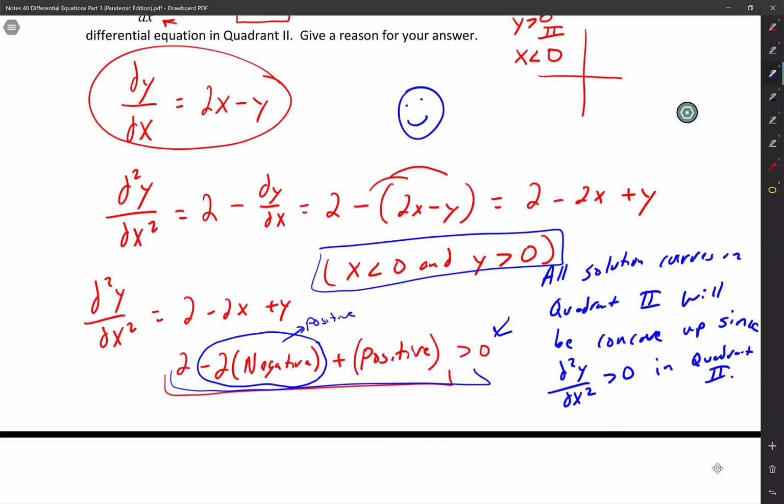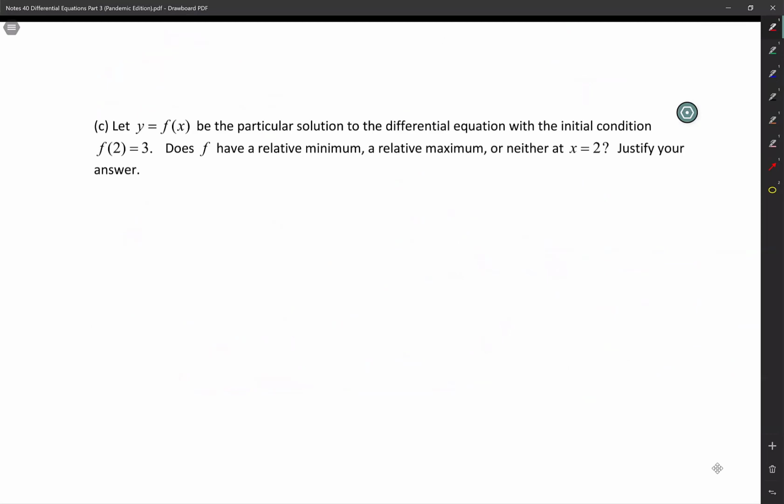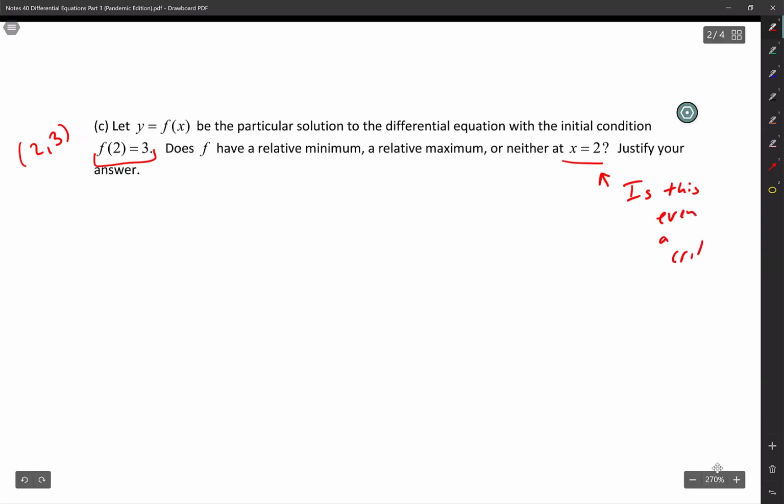Okay, good. All right. Here we go. Letter C. Let y equals f of x be the particular solution to the differential equation with the initial condition f of 2 equals 3. That's a point. Does f have a relative minimum, relative maximum, or neither at x equals 2? All right. What we've got to do, first and foremost, is figure out: do I have a critical point at x equals 2? Is this even a critical point?